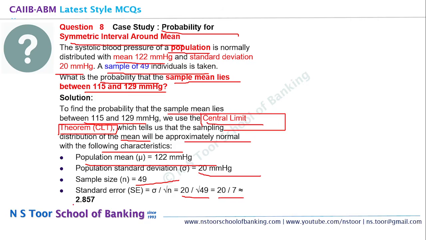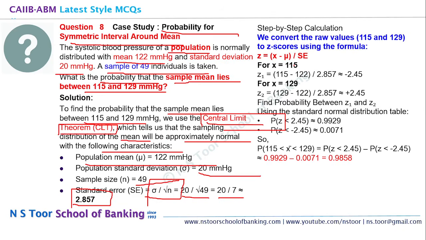So my standard error in this case is 2.857. This is a very important formula. Please try to keep it in mind. So standard error is 2.857. The first thing they have asked us is the probability that the sample mean lies between 115 and 129. So now we have to convert the raw values. What is the range that they have given?